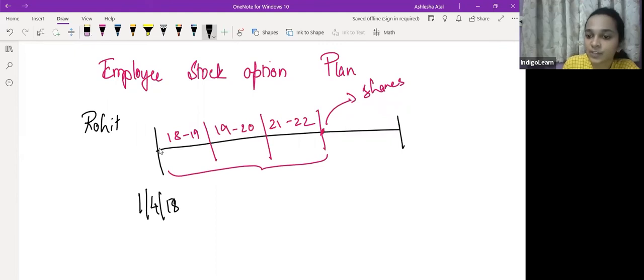Say the market price of the share of this company is 160, but the company is giving you these shares for only 50 rupees. Not a bad deal. You're getting a share of a company which is worth 160 in the market for only 50 rupees. But when will you get this right? You will get this right only when you complete 3 years here, not before that. And this time span is called the vesting period.